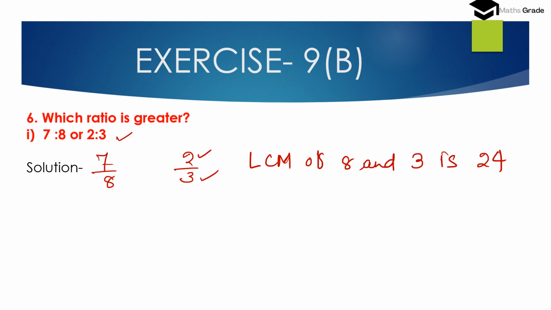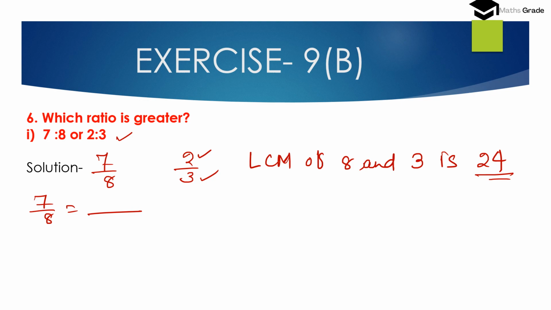Now we have to convert these ratios into the equivalent ratio. That is multiplying the same number in both the numerator and denominator. That ratio is called the equivalent ratio of that ratio. So 7 divided by 8. Which number we have to multiply with the consequent 8 to get the LCM 24, when we convert the ratio to the equivalent ratio.